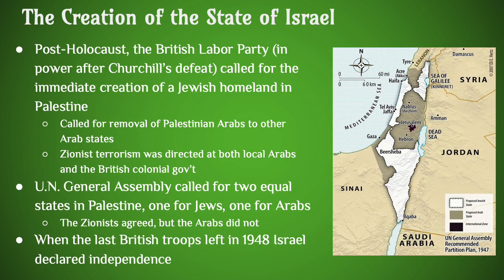After the Holocaust, there was a lot of guilt in the world, and there was a sense amongst Western countries that it was time for the Jewish people to have their own independent state. We know that Churchill's Conservative Party was defeated in Great Britain, and the Labour Party, just as it was doing in India, was trying to decolonize. And they called for the immediate creation of a Jewish homeland in Palestine.